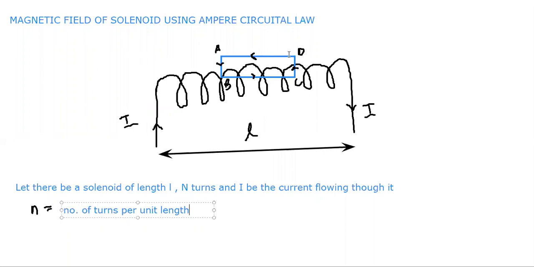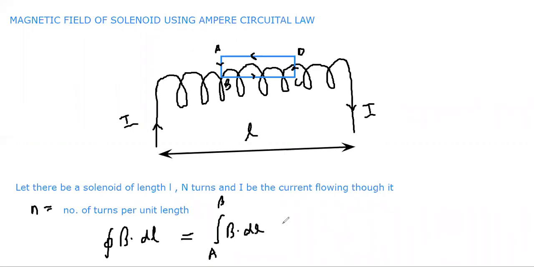Now you have to find the magnetic field of this solenoid. How can you find it? You will apply Ampere's circuital law on this Amperian loop. That is the integral of B dot dl equals, now this B dot dl line integral is in 4 parts over here: from A to B, B to C, C to D and D to A. So it would be the integral from A to B of B dot dl, plus the integral of B to C, again B dot dl, plus the integral of C to D, B dot dl, and last is the integral of D to A, B dot dl.